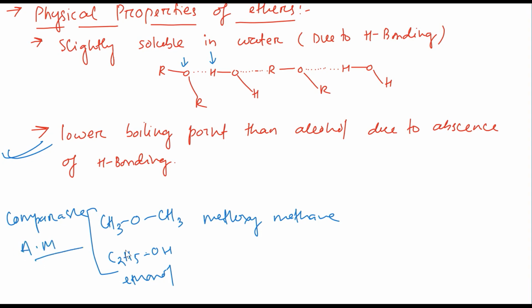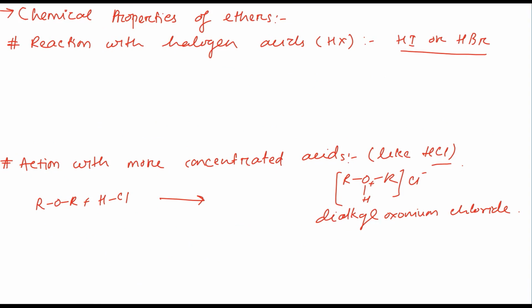But the difference in melting and boiling point is high, because in ethanol there is formation of hydrogen bonding, but in the case of ethers there is absence of hydrogen bonding. Due to the absence of hydrogen bonding, the intermolecular force of attraction between ethers is very low. That's why there is low melting and boiling point. Next we will see chemical properties of ether.